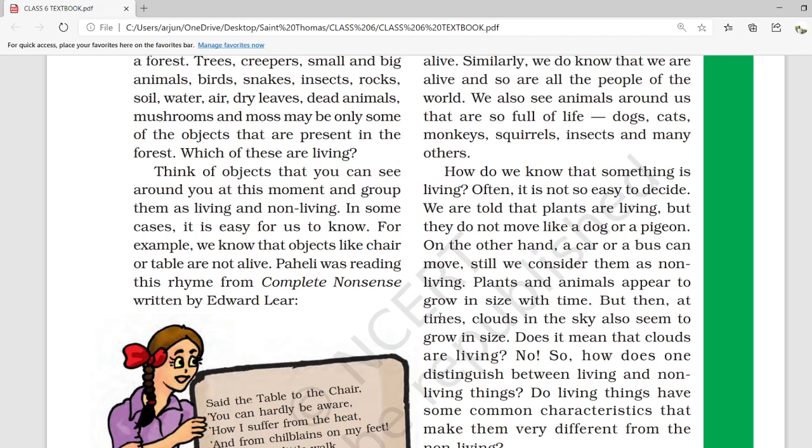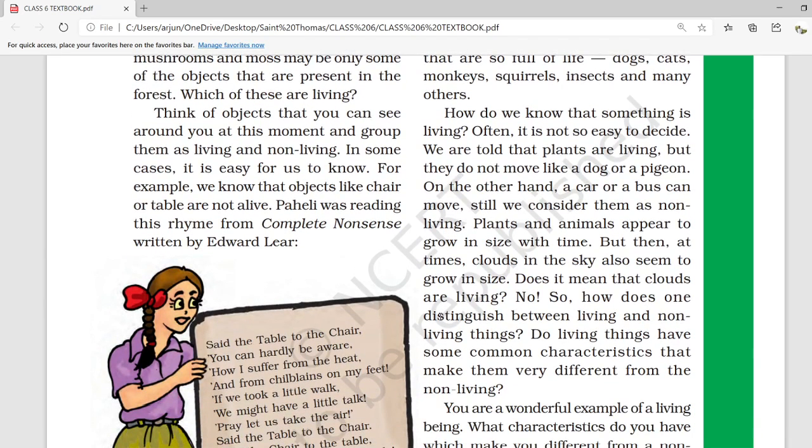Often it is not so easy to decide. We are told that plants are living, right? We all know that plants are living, but they do not move like a dog or a pigeon or like a human being, right? On the other hand, a car or a bus can move. Still, we consider them as non-living things. So we cannot differentiate the non-living things and living things according to the movement. If we say that if something is moving, then it is a living thing, no, that is not possible. A car is also moving, but it is not a living thing. So we cannot differentiate on the basis of movement.